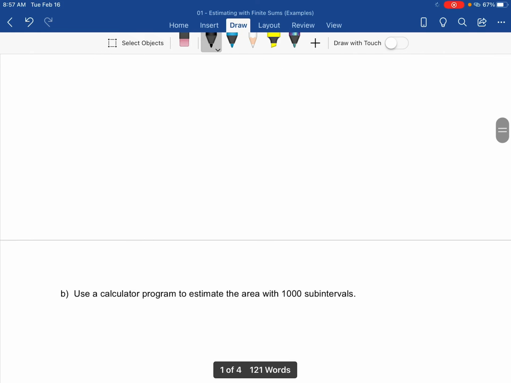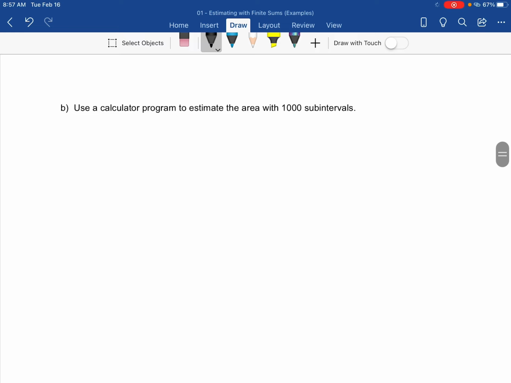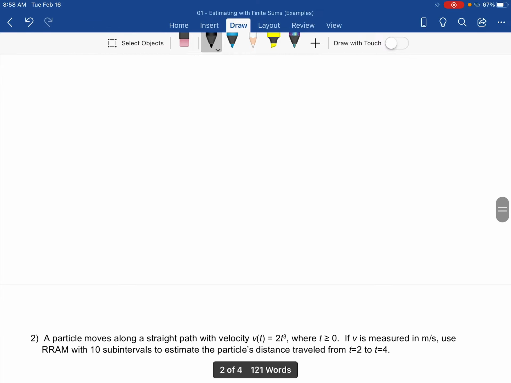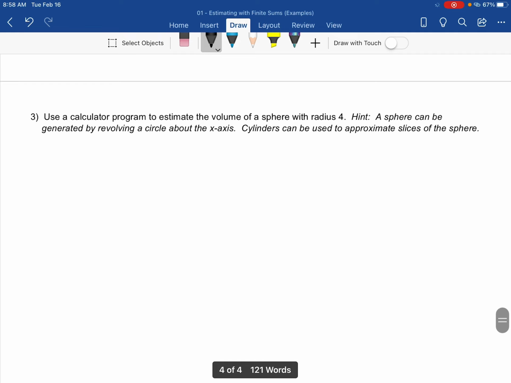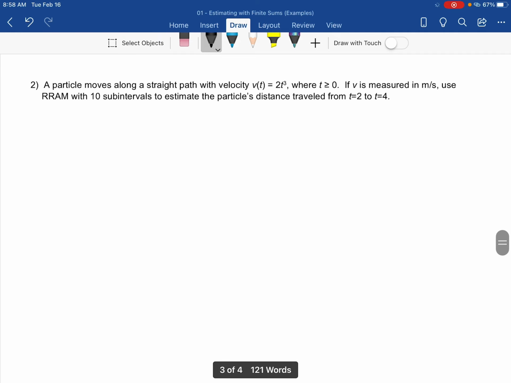So next example, use a calculator program to estimate the area with 1,000 subintervals. On the Casio FX9860G2, the calculator we use in class, there's a way to put a program in there that will do this for you automatically, and you can do 1,000 subintervals pretty easily. I'll show you how to do that in class, okay? So that means the last question, number 3, is a calculator program here. So this is our last example here.